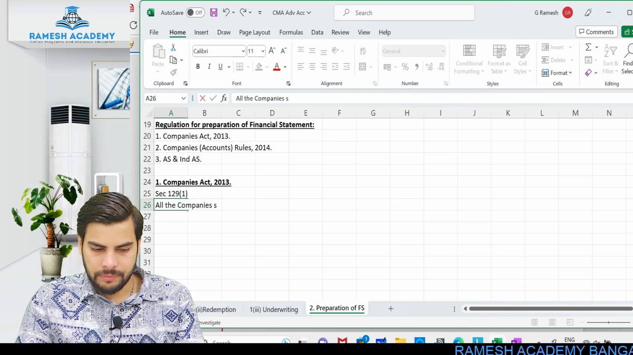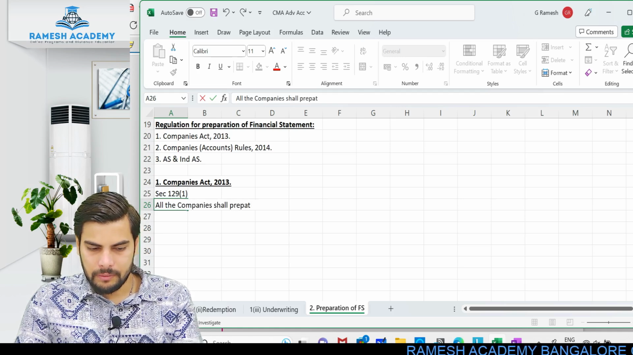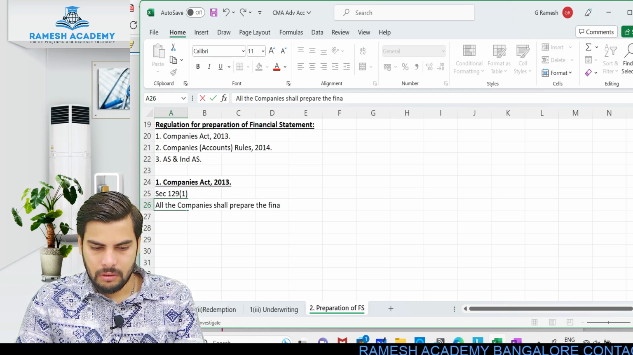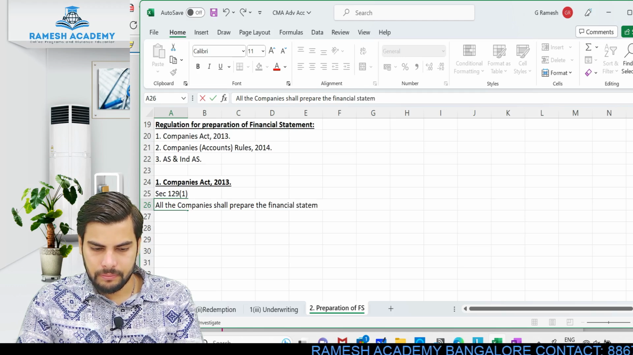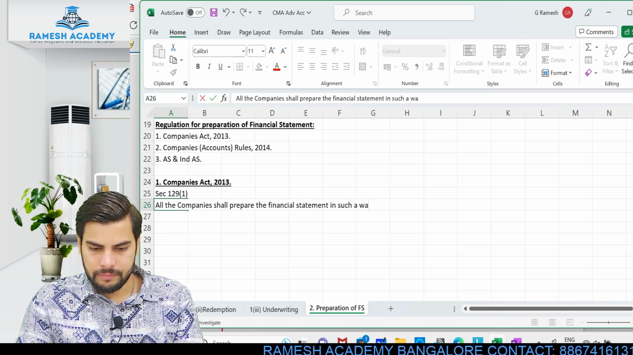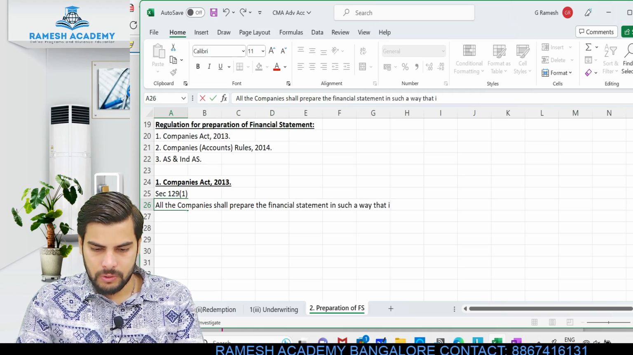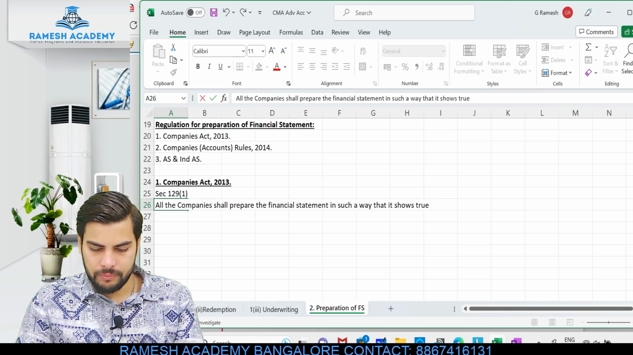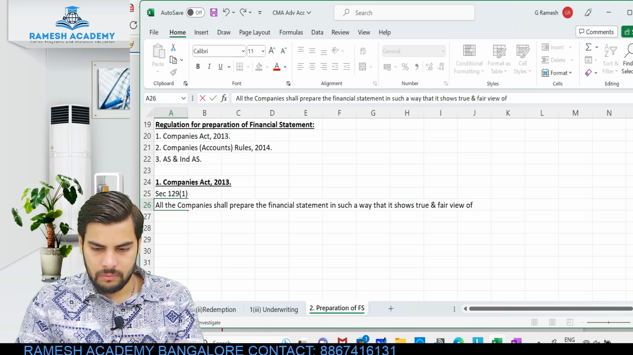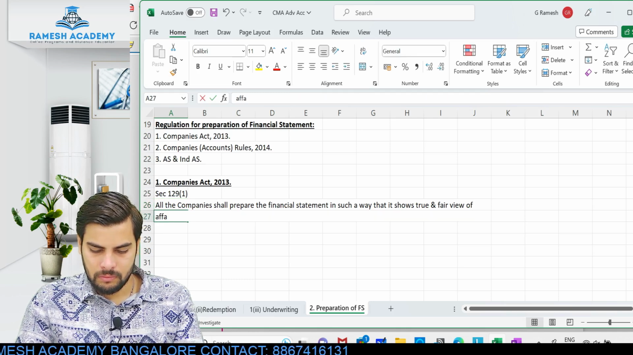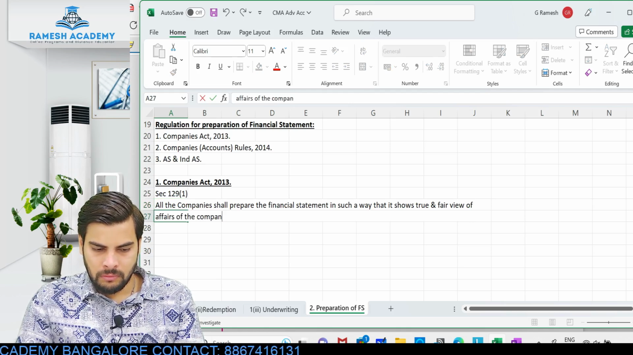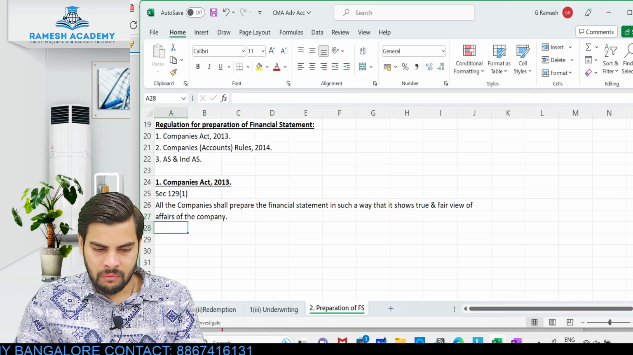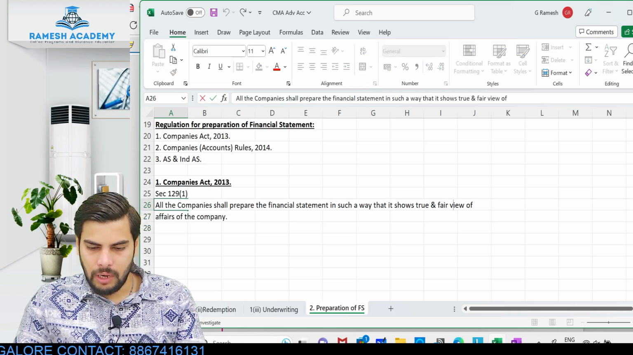All the companies shall prepare the financial statement in such a way that it shows a true and fair view. So here you will have to remember this particular term. True and fair view.